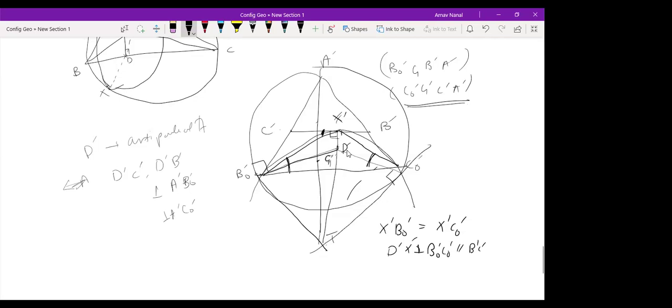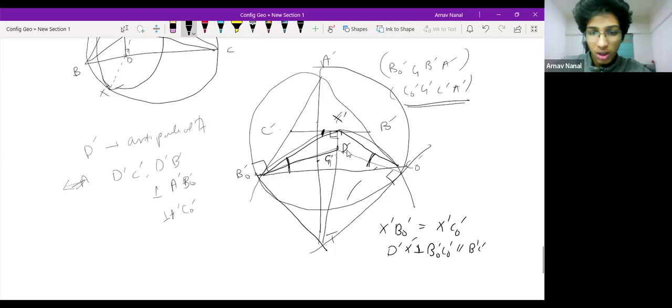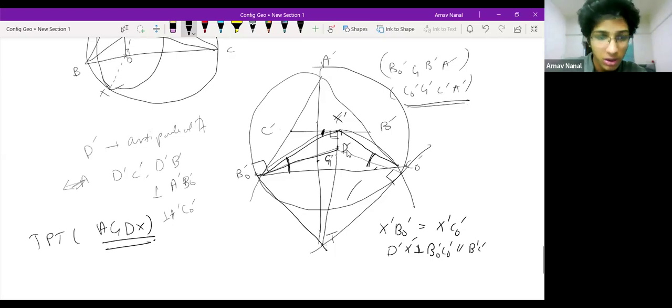Fine, yes. Nice. Okay, so now I'll just give you a hint. What you have to prove now: the statement has been reformulated. We want to show that A, G, D, X, I'll just drop the dashes now, are concyclic. Because D, G, X were collinear there, we have to prove that AGDX is concyclic.